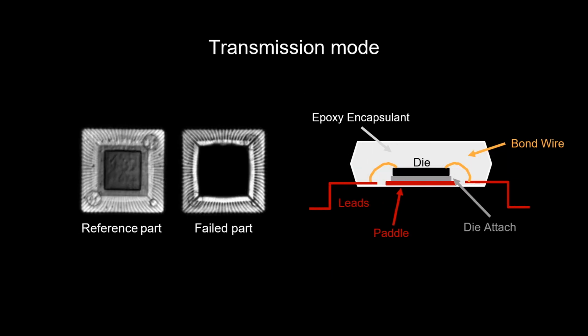Now let's look at transmission mode using the same devices from the previous slide. We have a clean transmission image of the reference part seen on the left. However, in the failed part, we see no transmission below the paddle. This is due to delamination below the die interrupting the signal from reaching the detector below. To determine the root cause of the delamination, a cross-section is usually performed and the result viewed under high magnification.